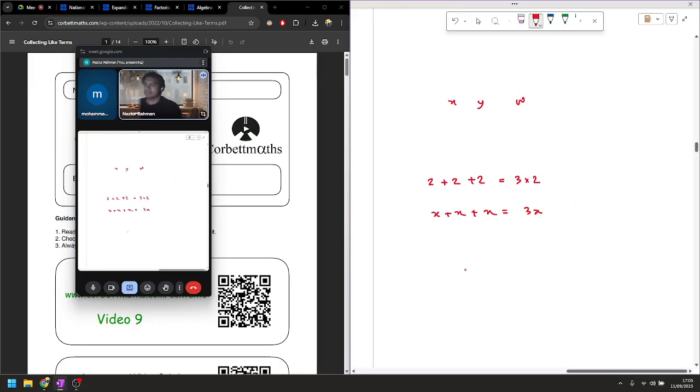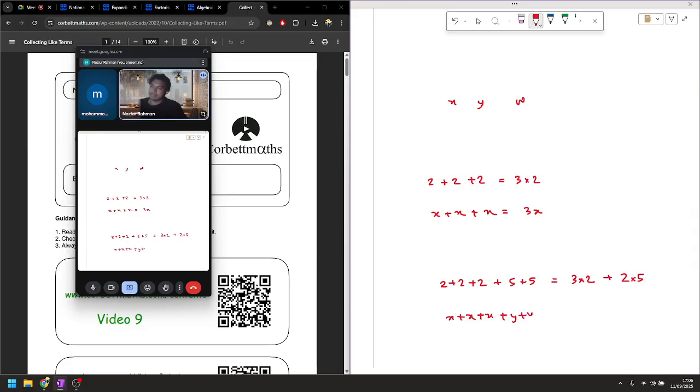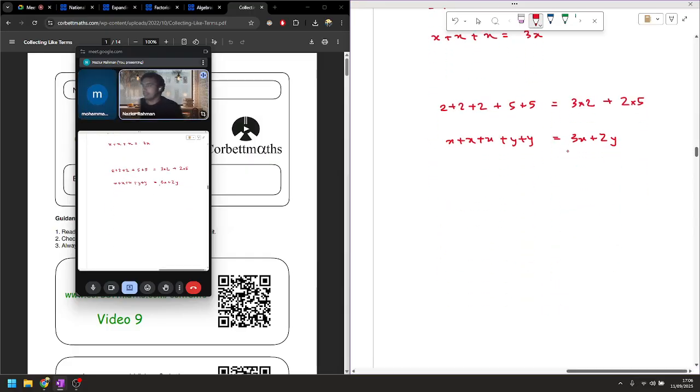And then if you have different numbers, like 2 plus 2 plus 2 plus 5 plus 5, let's go with 5 plus 5 just for simplification. Then we can say I have 3 2's, so we've got 3 times 2, and then I've got 2 5's, so then plus 2 times 5. Similarly, if I have x plus x plus x plus y plus y, that's going to be 3x plus 2y. Right? And then you can add these like terms together.